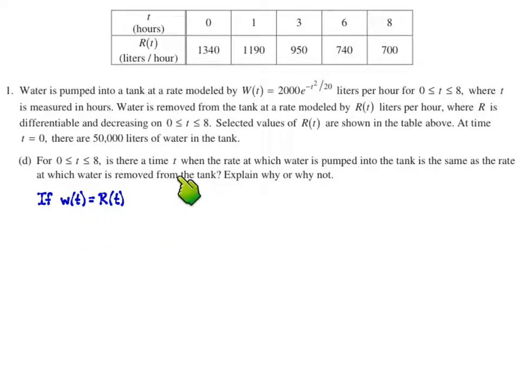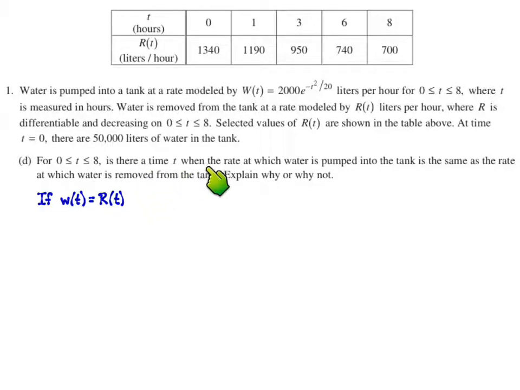Now, the difficult part of this is that we could easily see it if we had two given functions, but we know W of t and we don't know the function of R of t. We only know specific values of R of t. So that's where it gets kind of weird. But I do want to point this out: because of the wording here, it gives us a clue.